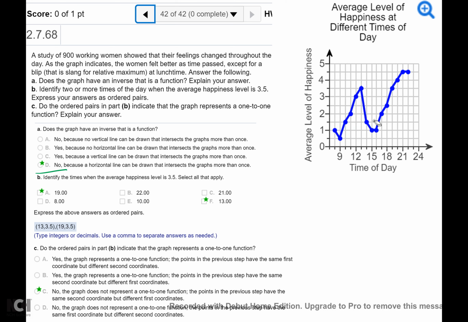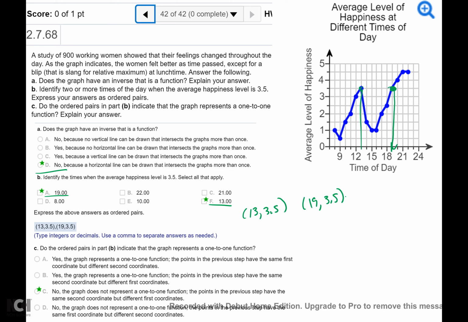It says identify the times when the average happiness level is 3.5. So I'm looking for any points that hit 3.5, which is at 12, and at 19. No, it's not at 12, it's at 1300 hours and at 19. And it says express the above answers as ordered pairs. So you would have 13 comma 3.5 and you would have 19 comma 3.5.